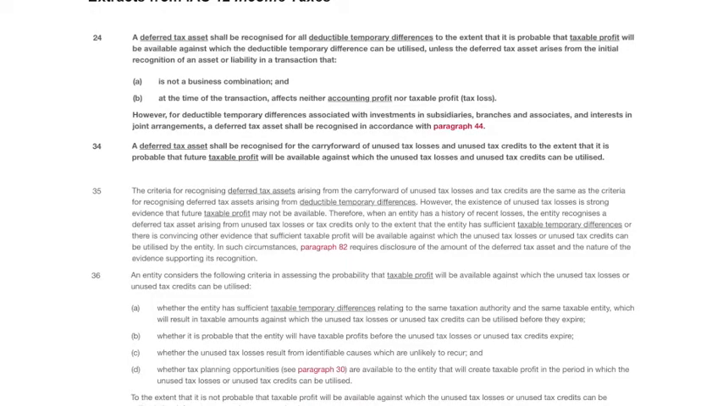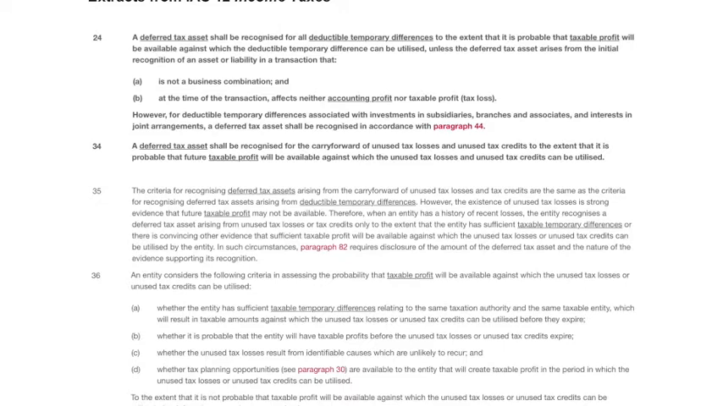Let's read the following extracts from IAS 12 together. And I think these extracts are sort of the most relevant ones that we are going to need for the worked example. So let's just get a broad understanding of what the standard says in terms of deferred tax assets.